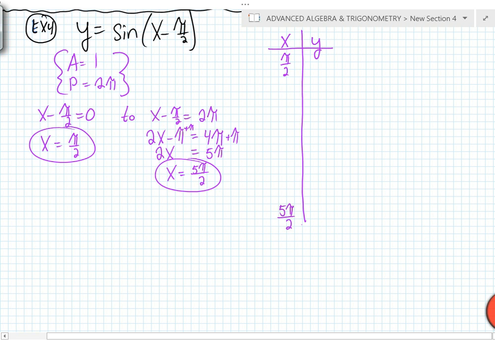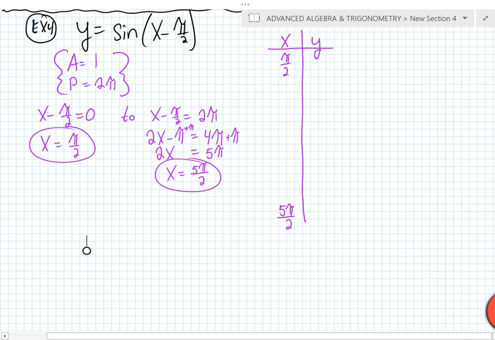Now, many of the times students will struggle finding the midpoint between pi over 2 and 5 pi over 2, but it doesn't need to be difficult, okay? First of all, we know that our period is 2 pi. So if I wanted to add halfway, I would be adding pi onto each interval, okay?